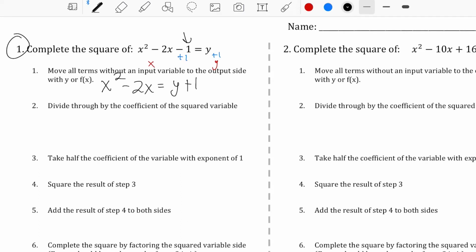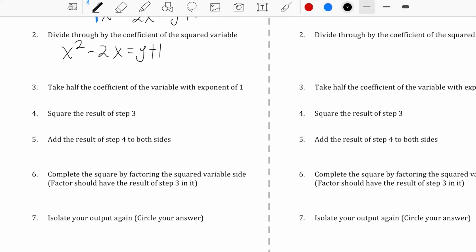The next thing says divide through by the coefficient of the squared variable. So my squared variable is x squared, and my coefficient's 1. When I divide by 1, nothing changes. So I still get x squared minus 2x equals y plus 1. Okay?